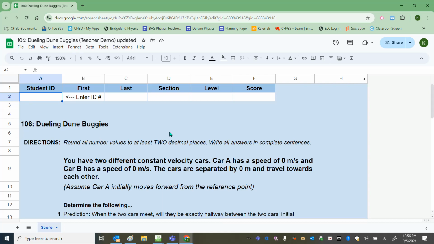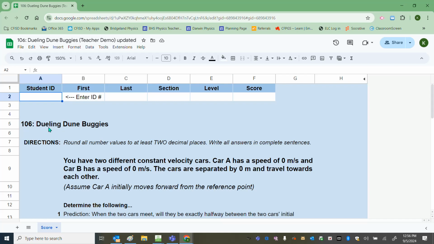If you don't type in an ID, you'll notice the question that's down here is not one that's possible to answer, because it says right now that you have two different cars, and car A has a speed of 0 and car B has a speed of 0. So obviously you're in a scenario where nothing is moving, and therefore you can't answer the question. And so you need to type in your ID number.